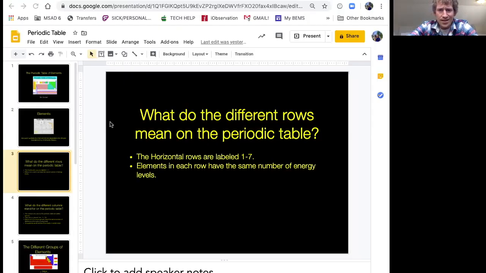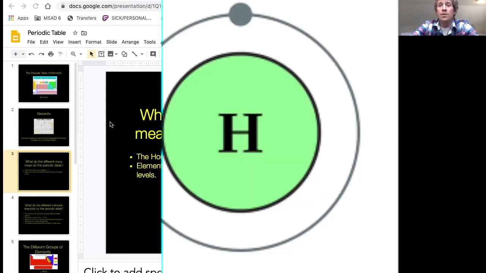What that means is that they have an electron cloud with that many shells around it. For example, hydrogen in row 1 only has 1 electron in its outer shell, and it only has 1 electron, so it has only 1 shell.